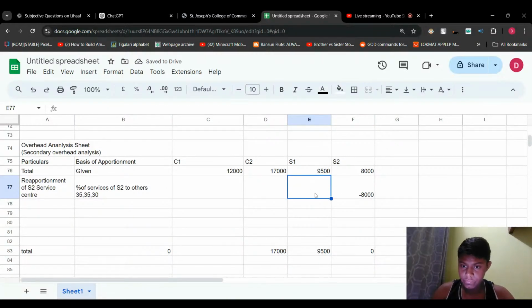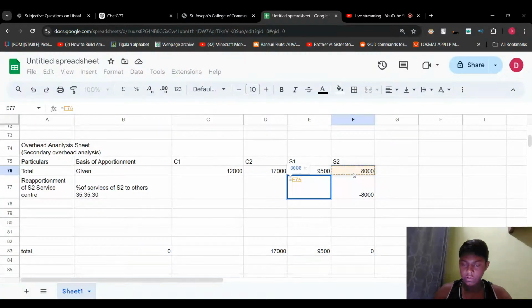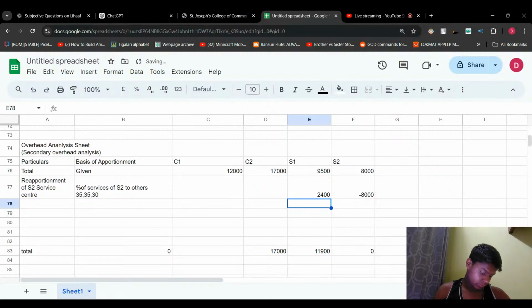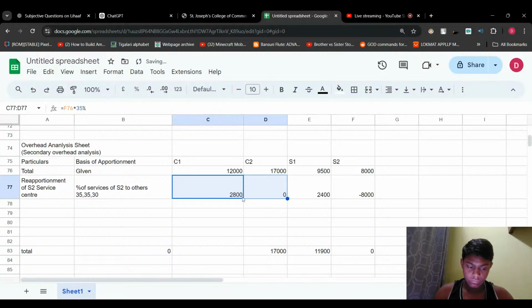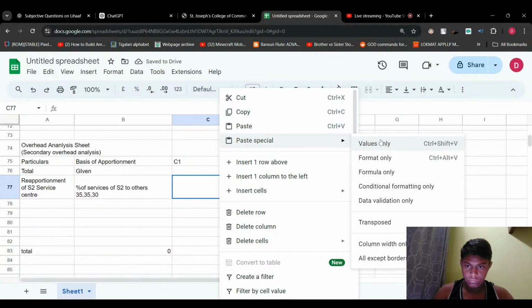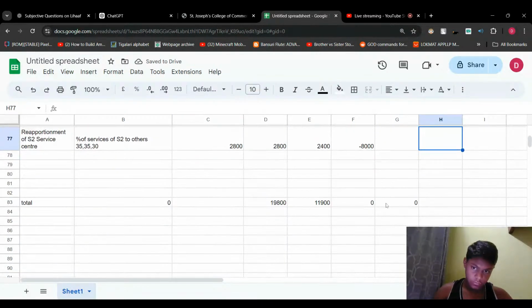Here it will be positive. So 8,000 into 30 percent is 2,400. 8,000 into 35 percent is 2,800. Again, the answer will be 2,800.